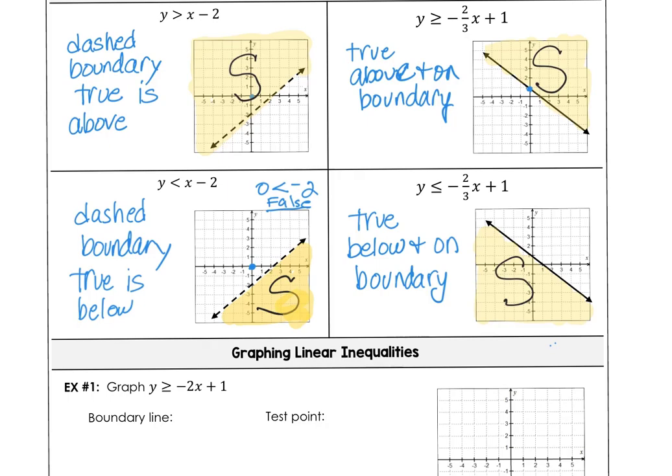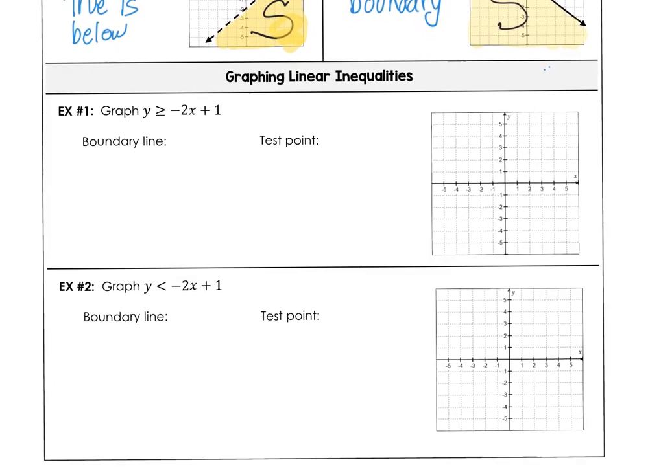So let's jump into graphing on our own and practicing. We want to graph y is greater than or equal to -2x plus 1. And the first thing you want to do is draw the boundary line, which is the equality. And we're going to draw greater than or equal to, so we're going to draw a solid boundary line in that case.